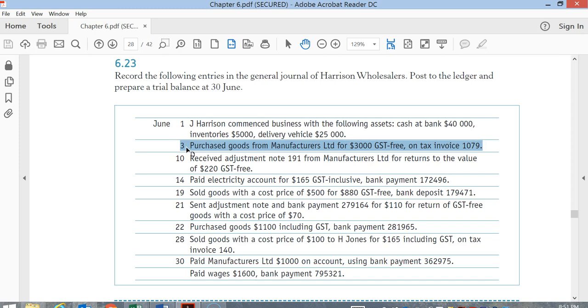Purchased goods from Manufacturers Limited for $3,000. So the key here, guys, is GST free. Okay, so there's only two accounts. We're not worrying about GST collected or GST credits received in this transaction because it's GST free. So we identify our two accounts. We've got purchased goods, which is inventories, because we're purchasing inventories. They're an increasing asset, so inventories is our debit account. We've bought them from Manufacturers Limited, who we now owe $3,000 to, so Manufacturers Limited is an accounts payable.